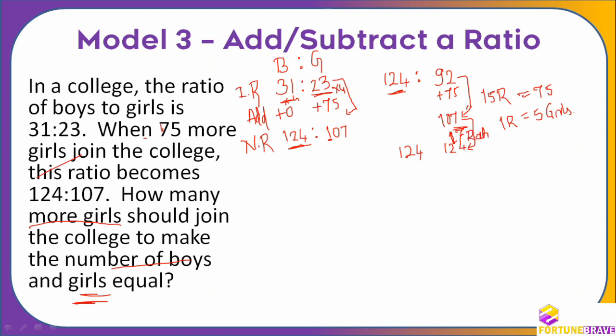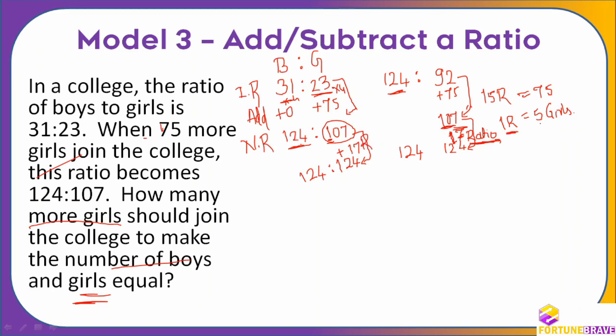Understand this properly. If you are not understanding, please go through because I am going a little bit higher level here onwards. 17 ratios has to be added, right? Now what is the ratio here? See here the ratio is 107. It has to become equal to boys. If it has to become equal to boys, it has to become 124. To make it 124, we have to add 17 ratios.